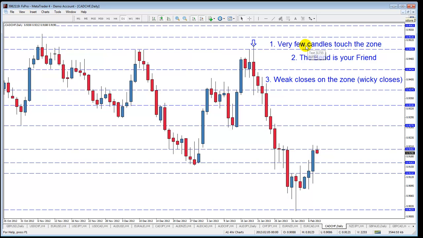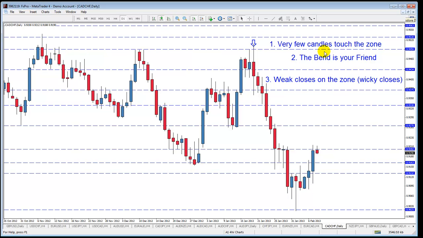If we're looking for reversals, we want very few candles to touch the zone, right? And I'm going to send you these on Facebook if you want to put them in an ebook for you. So you can get these rules. But basically, very few candles touch the zone, number 1. 2, the bend is your friend. We know that we're probably getting a reversal if we get a bend on the line chart.